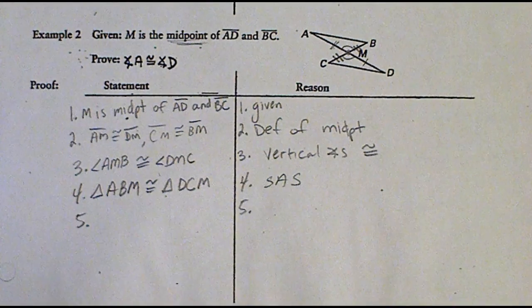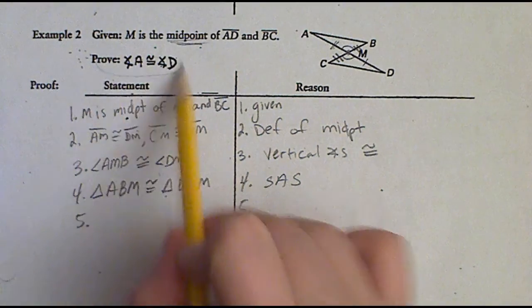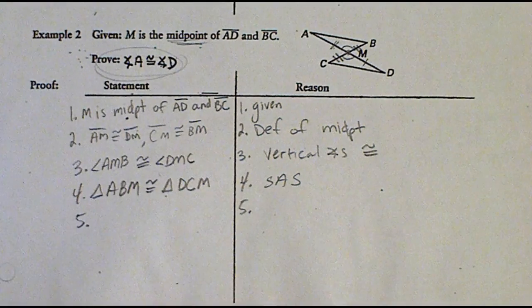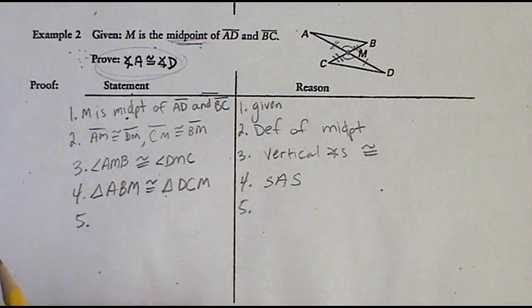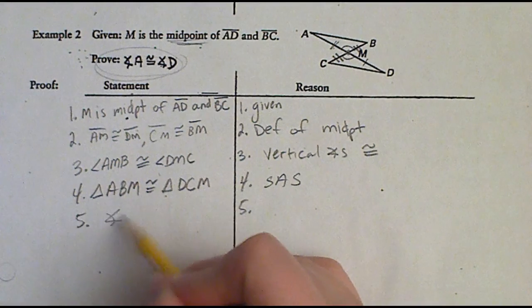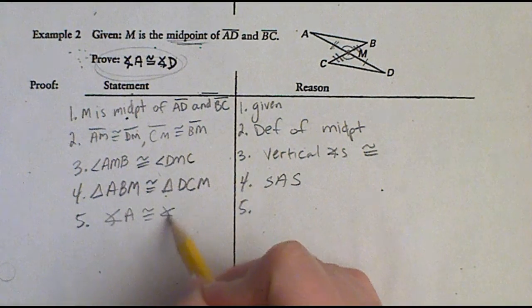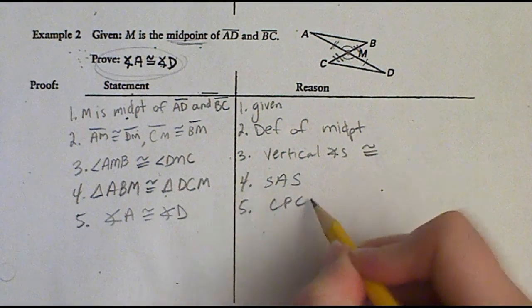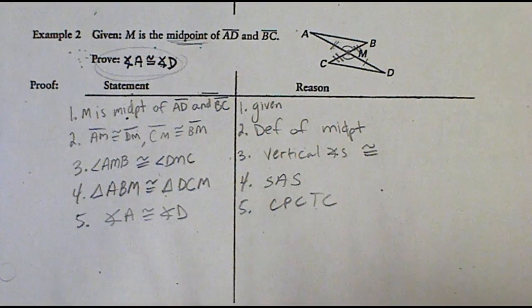So again, those same two steps. Whenever you're trying to prove that a set of angles or sides is congruent, step 1, prove the triangles are congruent. If the triangles are congruent, then the parts are congruent. Because of CPCTC.